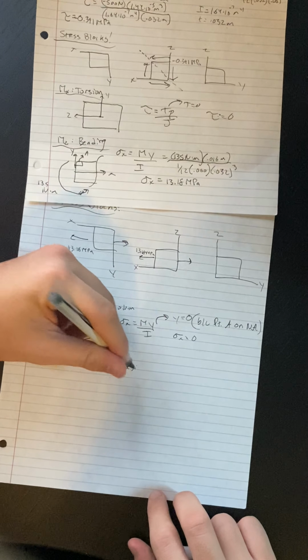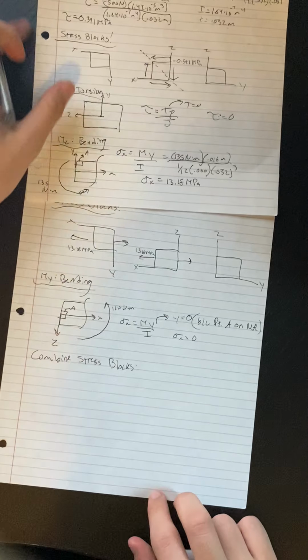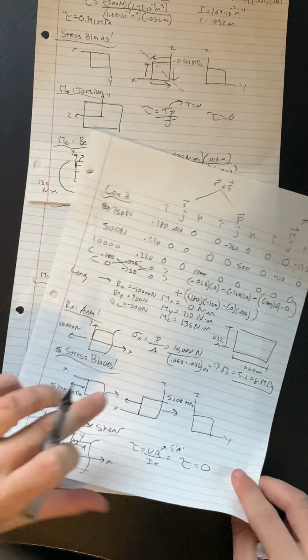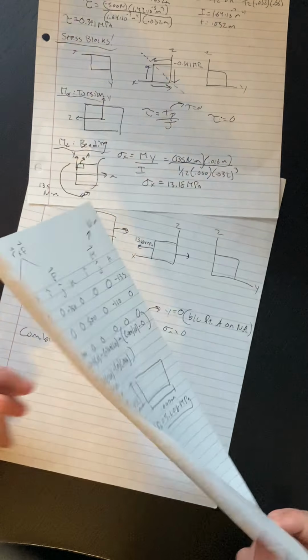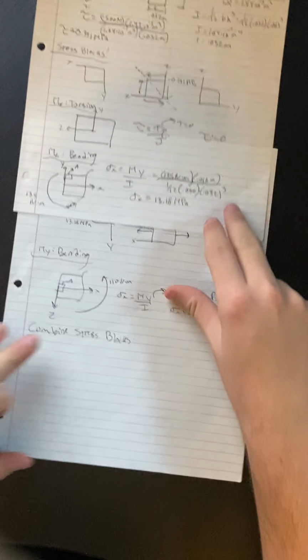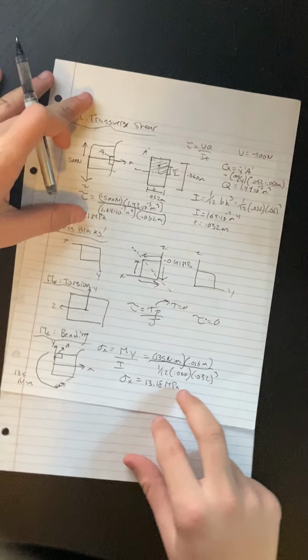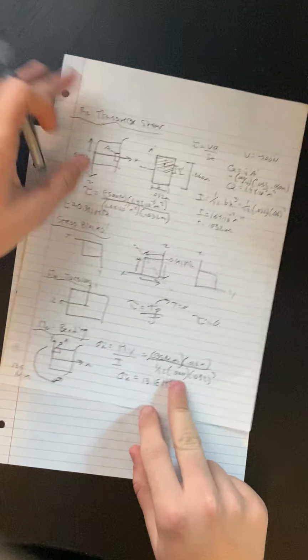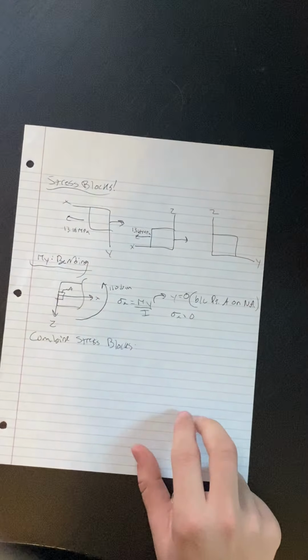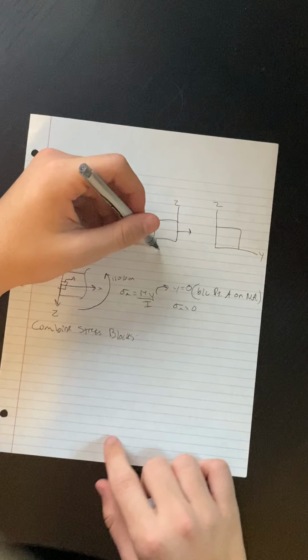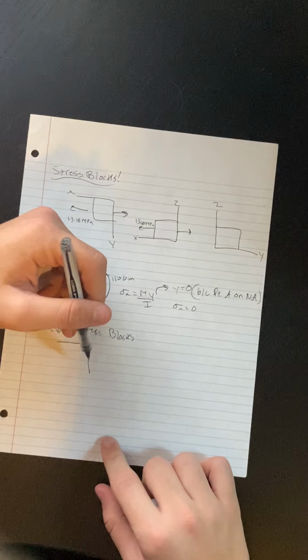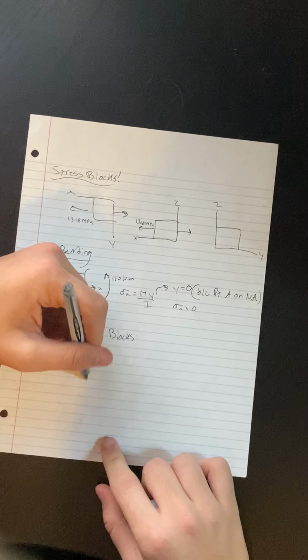Our next step is to combine our stress blocks. And so what we're going to do is add all the actual given stresses that we've gotten. We have our axial stress, we have our transverse shear, and then we also have our stress that we just found. Put that here. And so that's going to give us right here x, y.